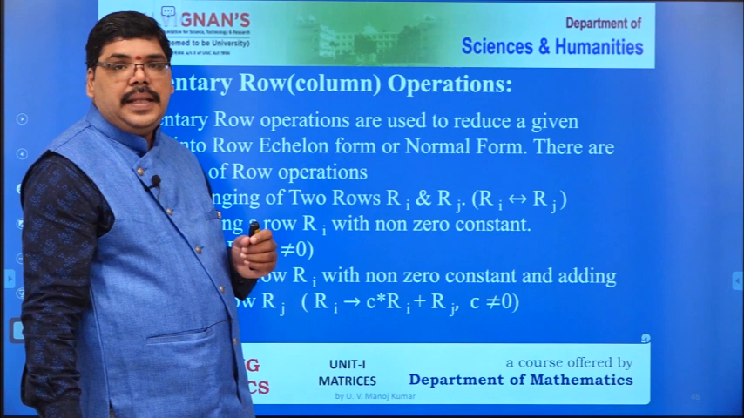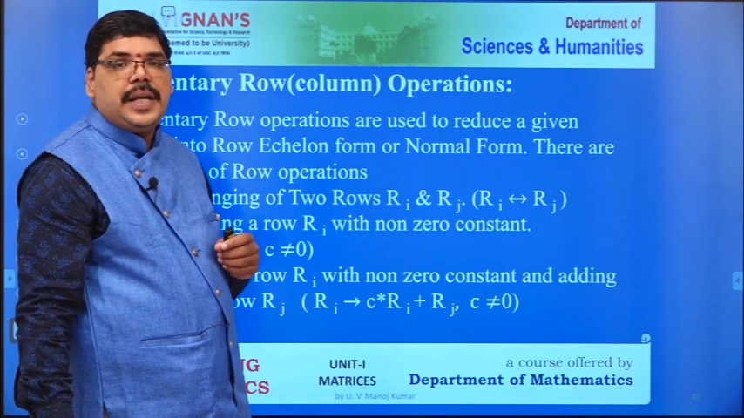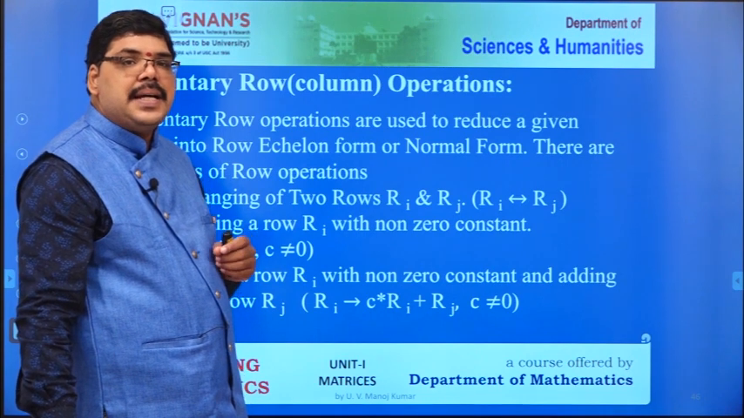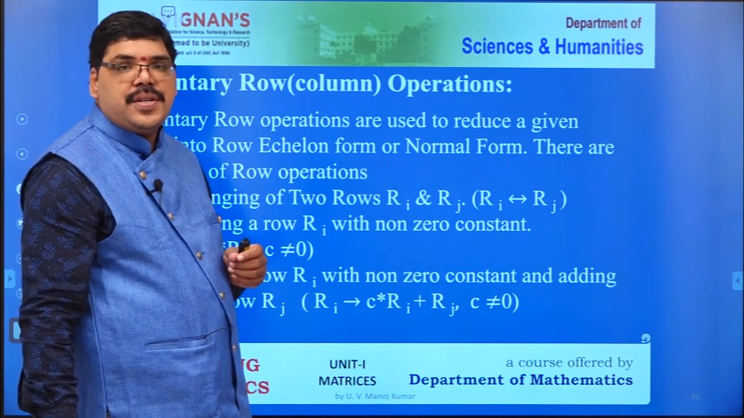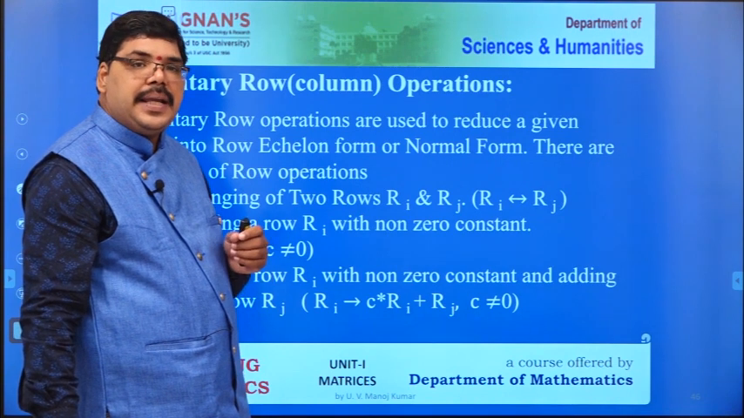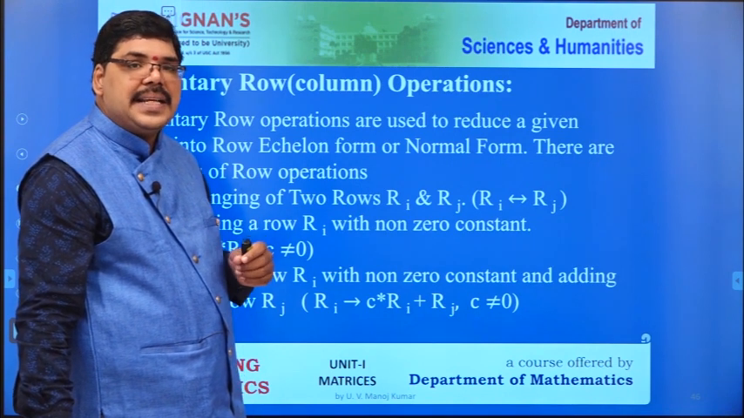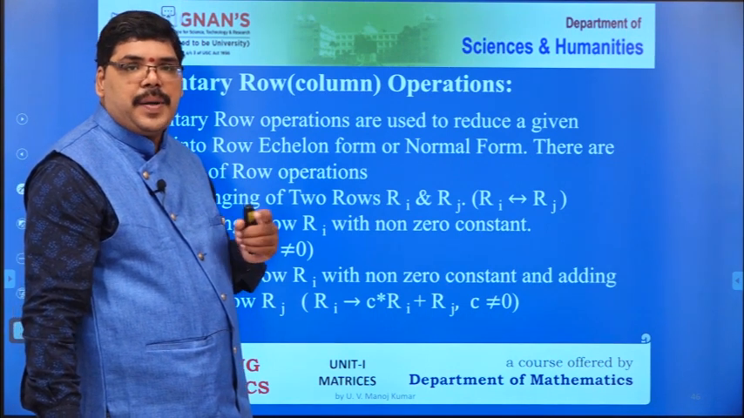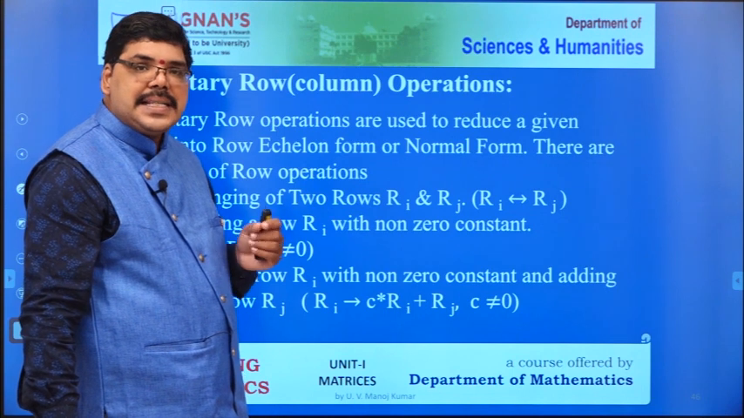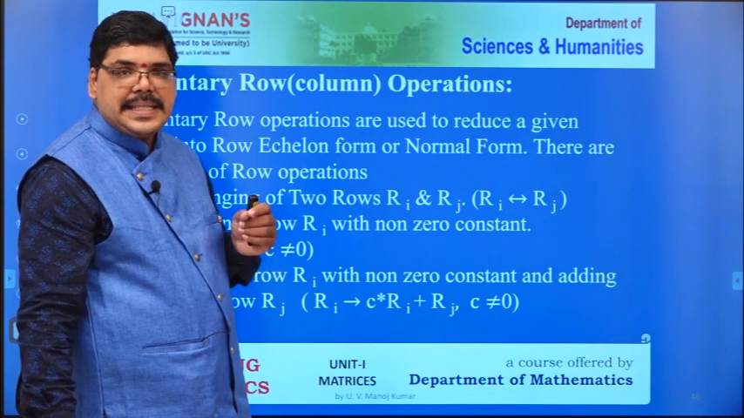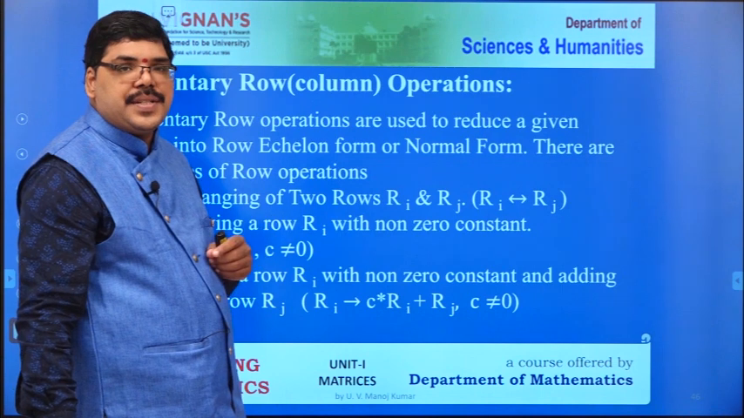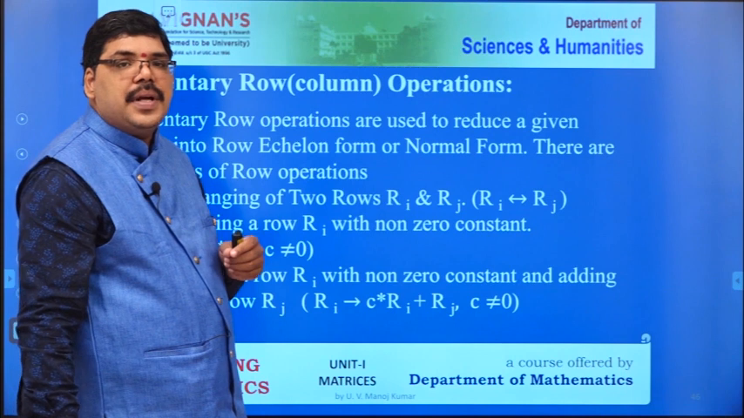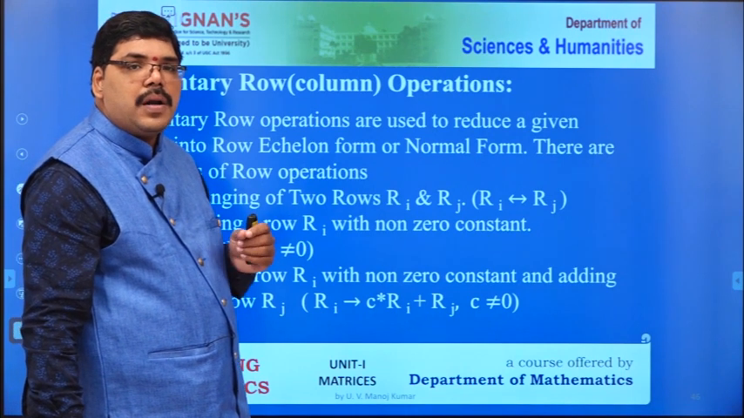There are three elementary row operations that we can use. First one is interchanging of rows. Second one is multiplying a row with a non-zero constant. Third one is multiplying a row with a non-zero constant and adding the result to another row. These three are the permitted row operations. As we are doing row operations, in the same way we are allowed to do column operations. So, we can apply row operations and column operations to reduce a matrix into echelon form or normal form.